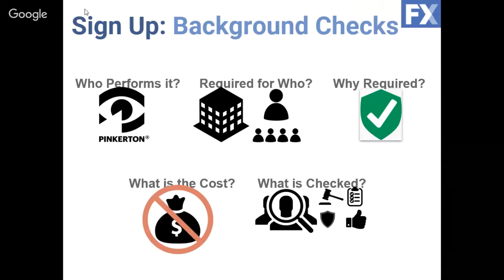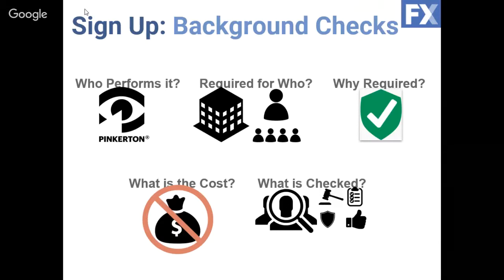So the first one, who performs it? This is really important to know. Google is not performing the background check. That is important to know because if there is any hiccup, if there are any questions with any background checks, Google cannot help you. If you call them, they'll just tell you, sorry, we don't have that information, because Google does not have access to the results of your background check. Only the security groups that are doing it, and you, have access.